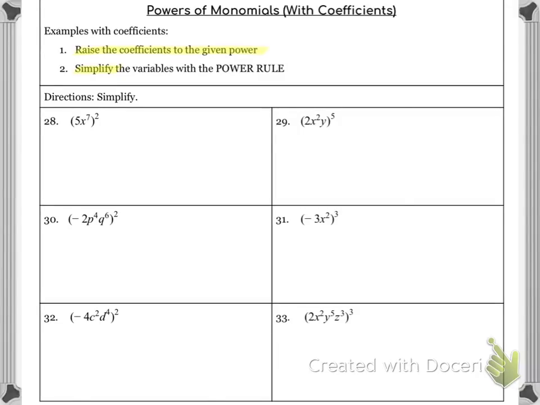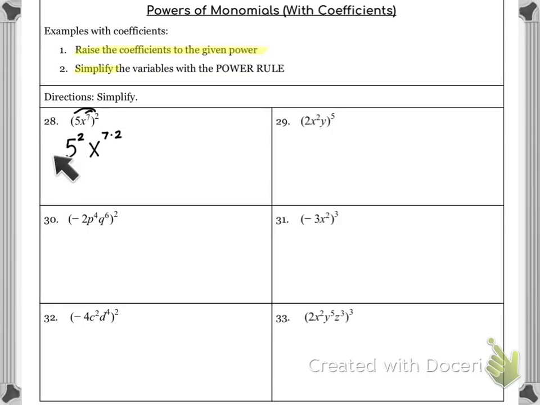So we're going to use powers of monomials now with coefficients. Remember, coefficients is just the number in front of the variable. So the only difference here is we're going to multiply that 2 to each thing. This 2 on the outside, we're going to say 5 squared, and then x to the 7th squared.